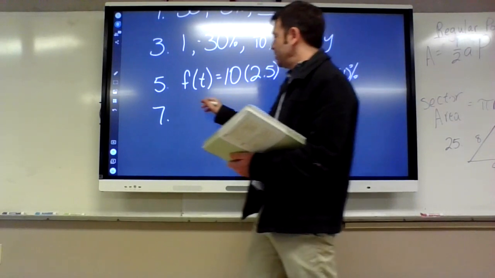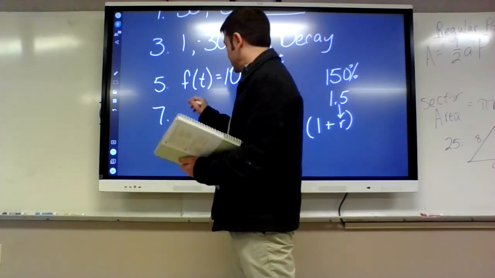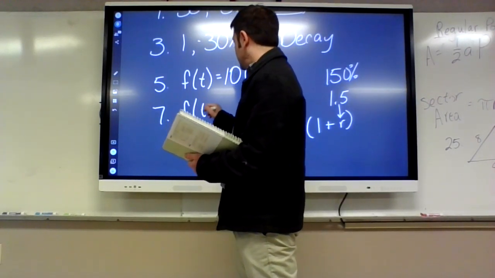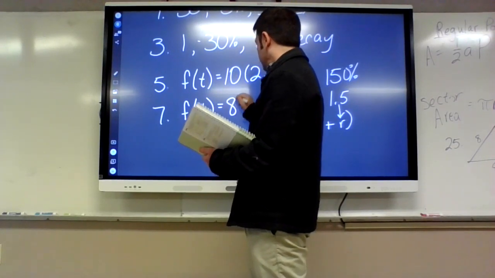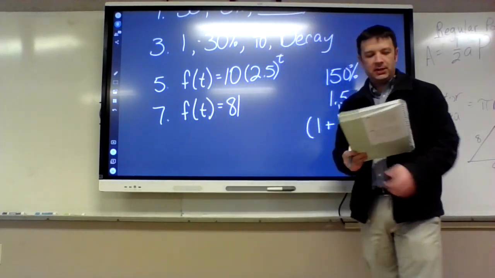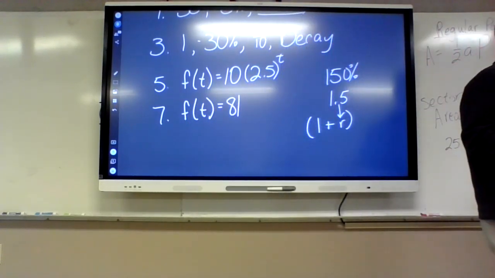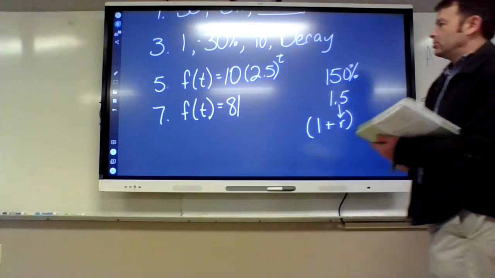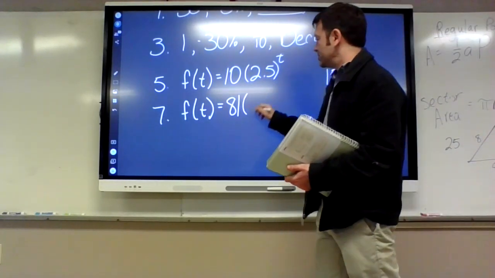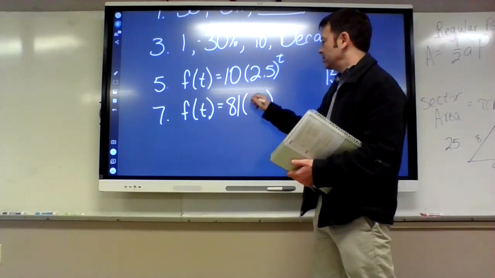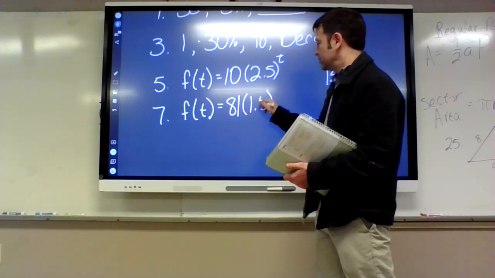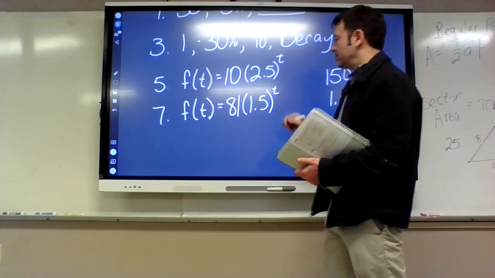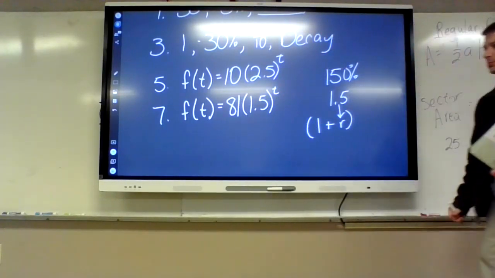Okay, number 7. Initial amount is 81, right? Yes. So where does the 81 go? Beginning. Okay. Then it says the growth rate is 1/2. What is 1/2 as a decimal? 0.5. What should I put in the parentheses right here? 1.5. And still don't know what t is.